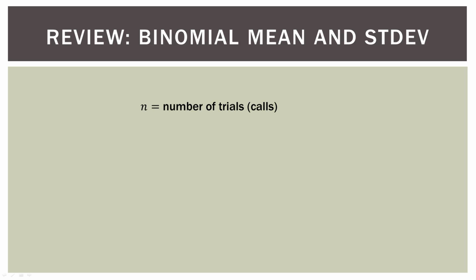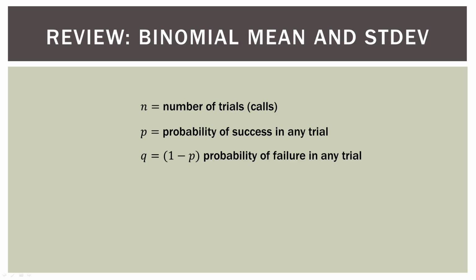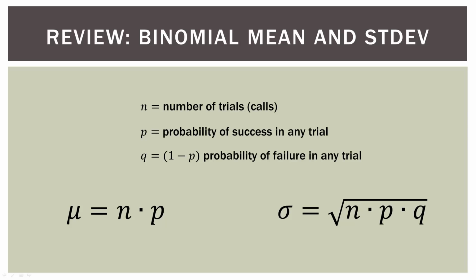Okay, just to review, remember that n is the number of trials, and in our previous case was the number of calls per day. P is the probability of success in any trial, so that was the probability of making a successful sale. Q is just 1 minus P, the probability of failure, because P and Q must add up to 1. So our mean is just n times P, very simple. Our standard deviation is the square root of n times P times Q.